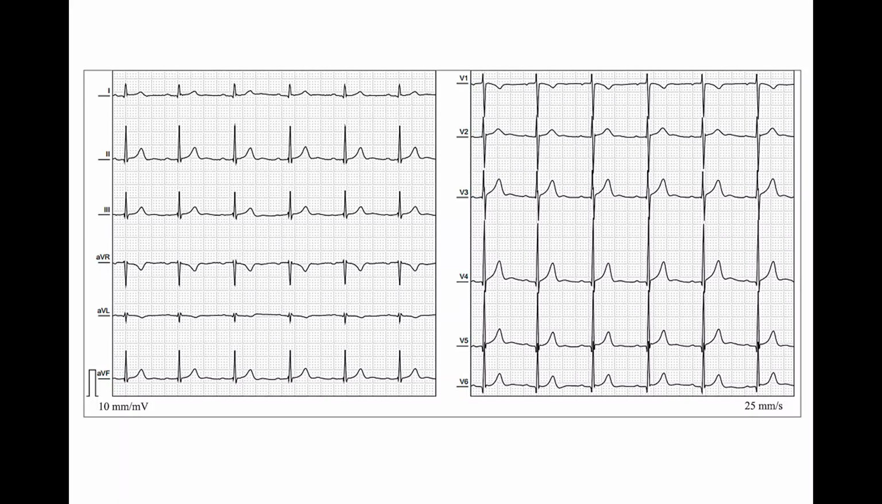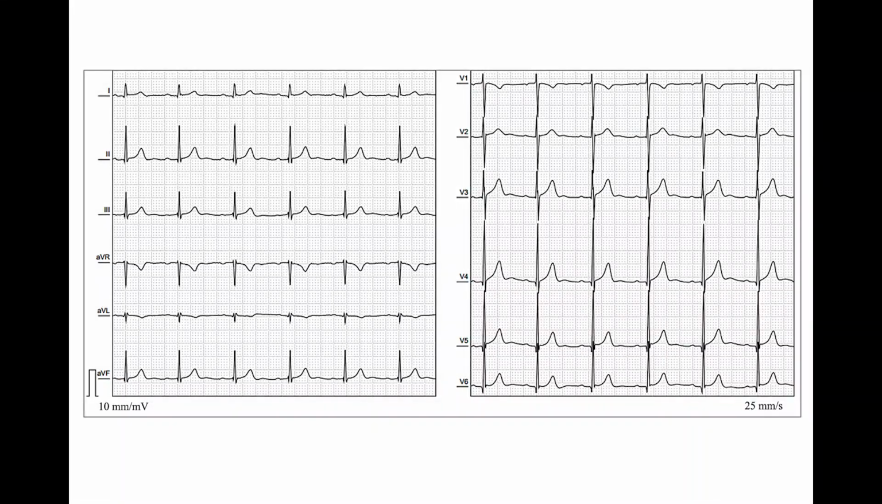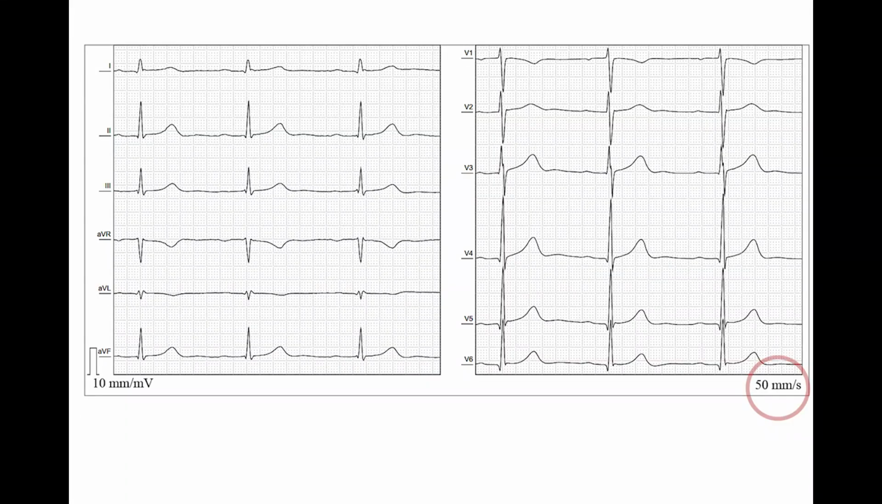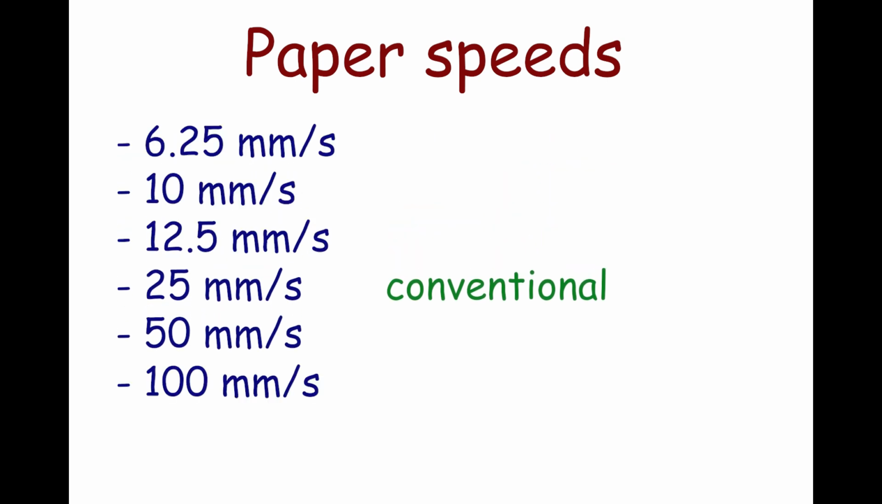The standard ECG paper speed is 25 mm per second. This means that 25 small squares or 5 large squares represent 1 second. Sometimes an ECG paper speed of 50 mm per second is used. ECGs are rarely recorded at paper speeds of 6.25, 10, 12.5, and 100 mm per second.